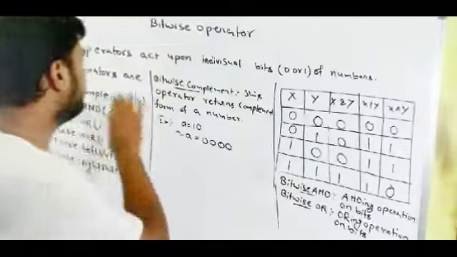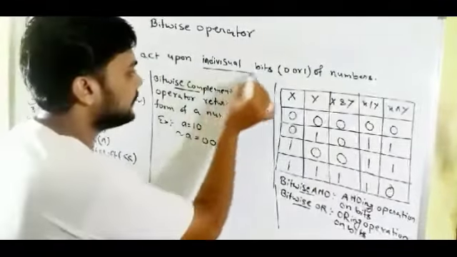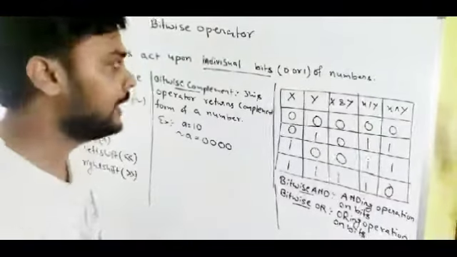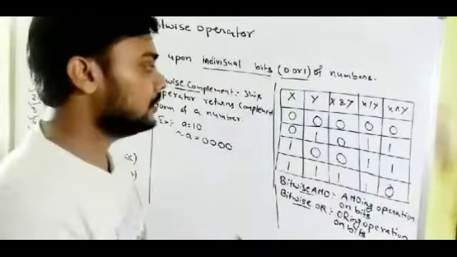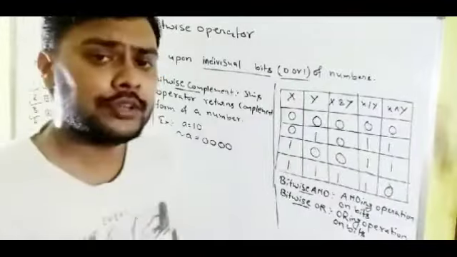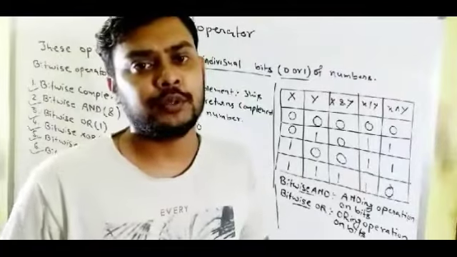Bitwise operators act upon individual bits. That means they act upon individual bits, the 0 and 1. And why do we use the bitwise operator, and why should we understand the concept of the bitwise operator?